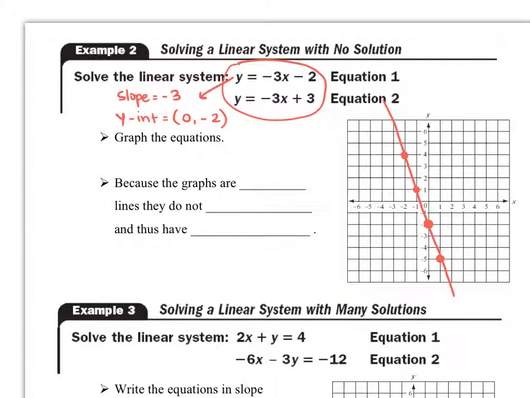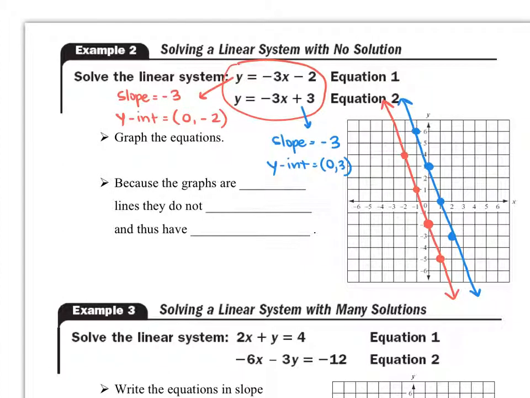And I'm going to make my nice line there. And as I move to the second equation, again, I'm going to identify the slope here, which is -3, the y-intercept, which is 0, 3. Put that on the graph, 0, 3, and then again, I can go down 3 and right 1, or I could go up 3 and left 1, and I'll graph that line.